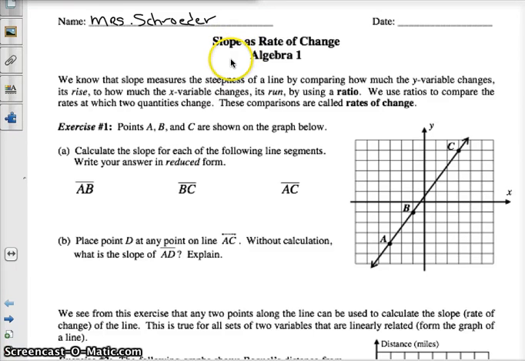Okay, today we're going to continue with slope, but we're going to talk about it as a rate of change. So please make sure you have your name written at the top here. And we're going to just jump right into exercise one.